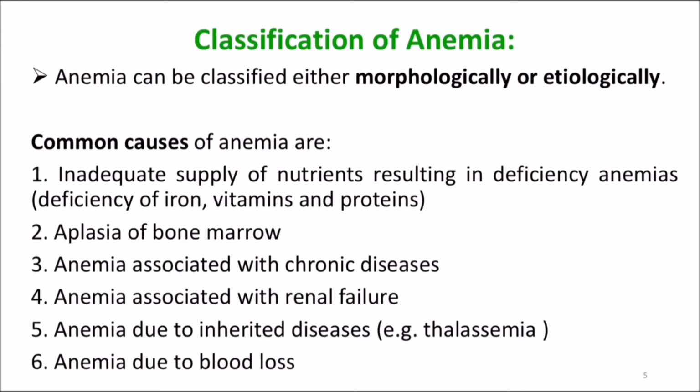Coming to the classification of anemia. Anemia can be classified either morphologically or etiologically. The common causes of anemia are inadequate supply of nutrients resulting in deficiency anemias. It can be iron deficiency anemia, vitamin deficiency anemias, or protein deficiency, aplasia of bone marrow, anemia associated with chronic diseases, anemia associated with renal failure, anemia due to inherited diseases, for example thalassemia, and anemia due to blood loss.